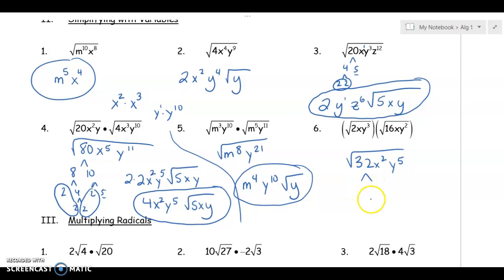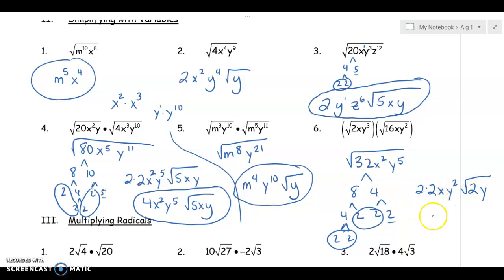And then from there, if you want to do your factor tree, lots of 2's. So you're going to have two pairs of 2's and a leftover 2. So the pairs go on the outside. The leftover stays under. X squared divided by 2, you get 1. Y to the 5th, 5 divided by 2, you're going to get 2 with 1 left over. And I can multiply those 2's together. I get 4xy squared, square root of 2y.